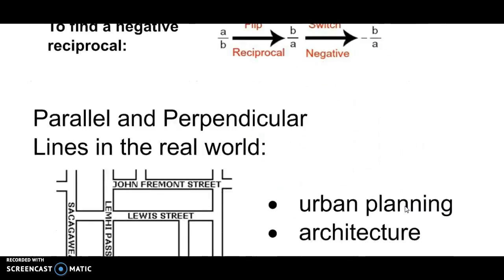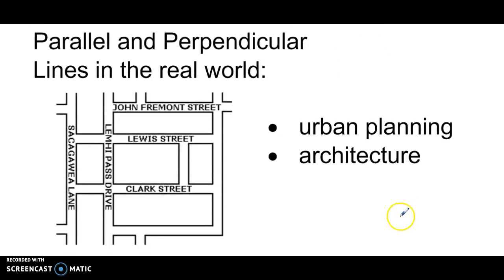Now, why do we need this? Chances are most of you are sitting in a room right now that has 4 corners, where the walls are meeting at perpendicular. The walls are perpendicular to one another. Two of the main places we see parallel and perpendicular lines are in urban planning, layouts of streets in cities and towns, and in architecture.